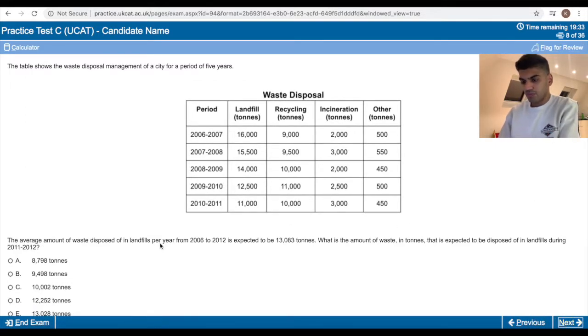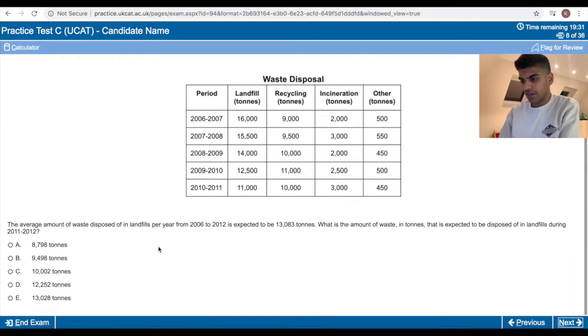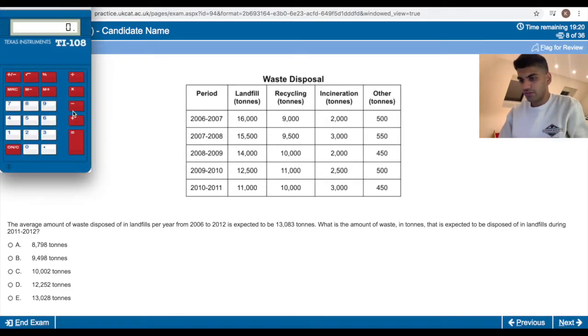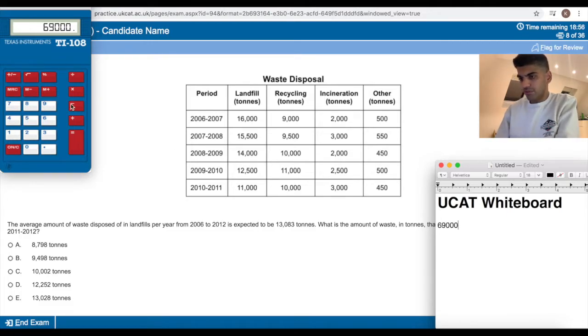Okay, what's the average amount of waste disposed in landfills per year from 06 to 2012? Okay, so this is 13083. So that's for 6 years, we're missing a value. So let's add up the values first of all. So we've got 16,000 plus 15,500 plus 14,000 plus 12,500 plus 11,123. So that's 69,000 which we've got so far.